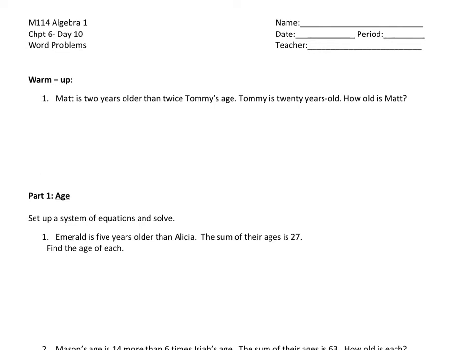So first, to warm up, Matt is 2 years older than twice Tommy's age. So we got another age problem here. Tommy is 20 years old. How old is Matt? So we're going to circle our key words. So is, twice, okay? And then in the other one we got an is, so there's really only going to be an equal sign.